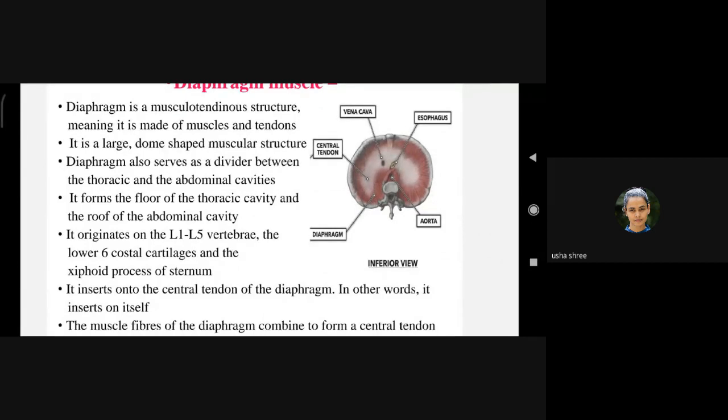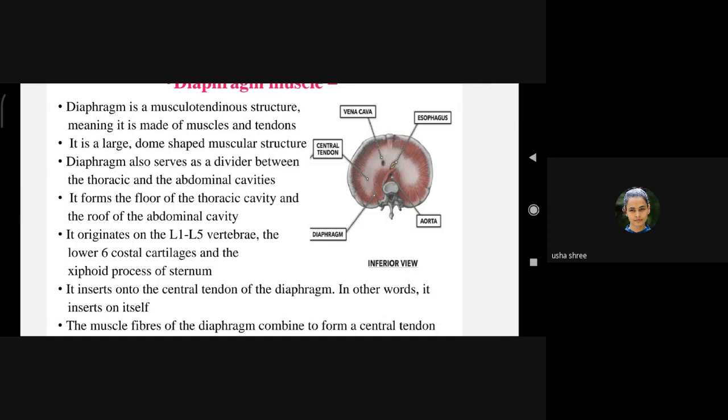And it forms a floor of the thoracic cavity. Obviously, it forms a base, or a floor of the thoracic cavity and roof of the abdominal cavity. Just like a two-storied building, our body has the diaphragm as that separation or ceiling, being the ceiling of the abdominal cavity and roof of the chest or thoracic cavity.